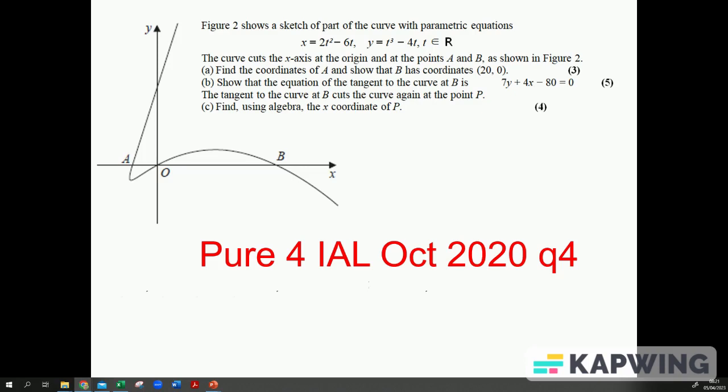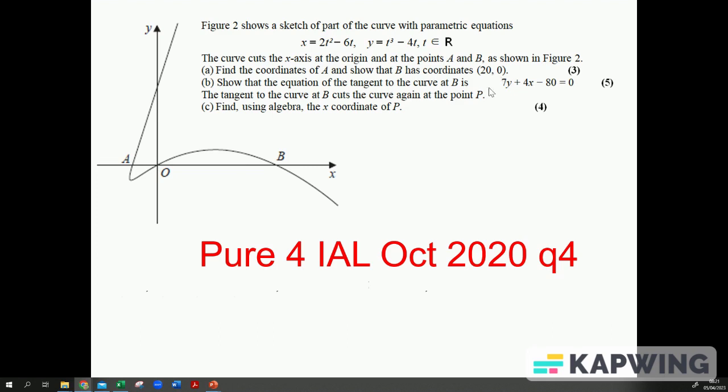Right, I've got a parametric question from the Pure 4 paper, the International Pure 4. This is a new specification, October 2020. Question 4. We've got a figure 2, a sketch of part of the curve with these parametric equations. The x value is 2t squared minus 6t. The y is t cubed minus 4t. So the curve cuts the x-axis at the origin and the points A and B. I'm going to find the coordinates of A and show that B has coordinates 20, 0.